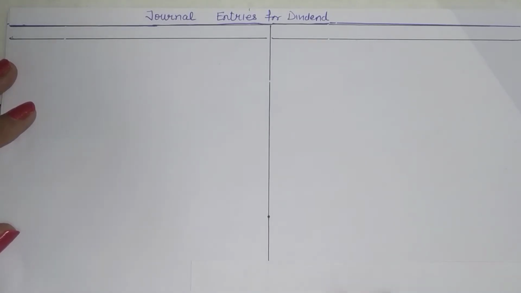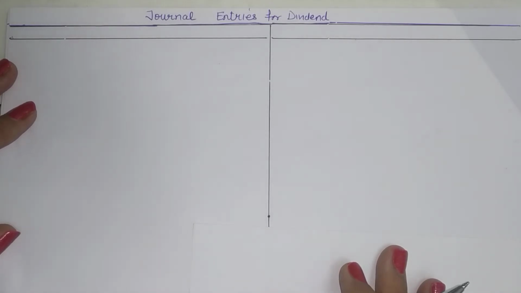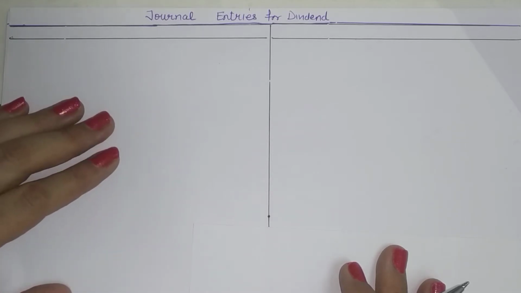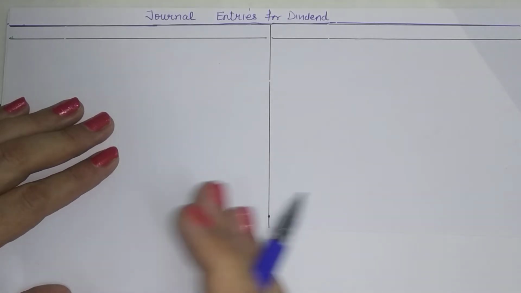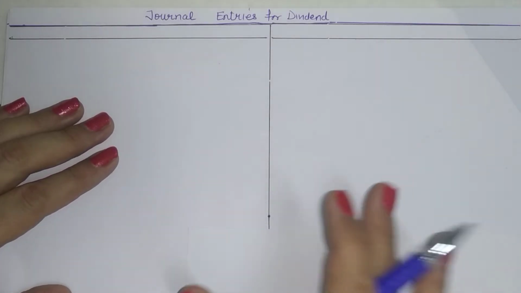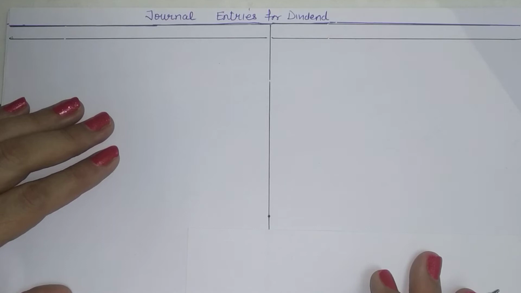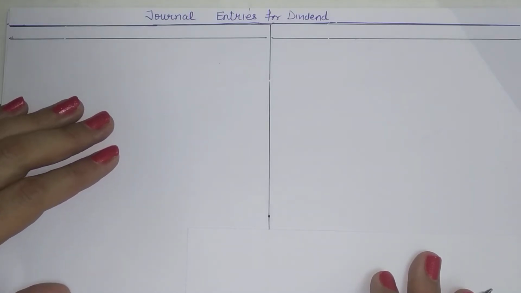Today we will be understanding journal entries for dividend. As we have already understood the calculation of amount of dividend for both equity and preference shares and the source of payment of dividend. Now usually dividend is paid out of surplus, and if surplus is not sufficient, then the company may make use of the reserves subject to certain conditions.